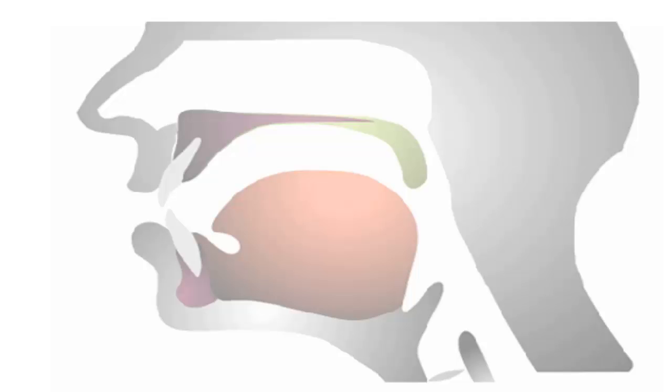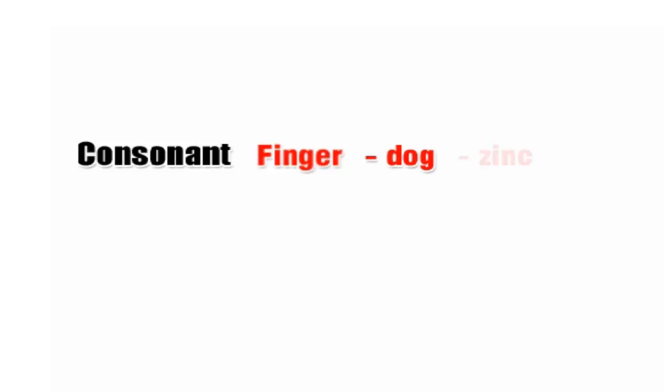Sounds are produced from the lungs and then go through the vocal tract, and finally out of the mouth or the nose. If the air, once out of the glottis, is obstructed totally or partially, the sound is a consonant. For example, finger, dog, zing, leg.